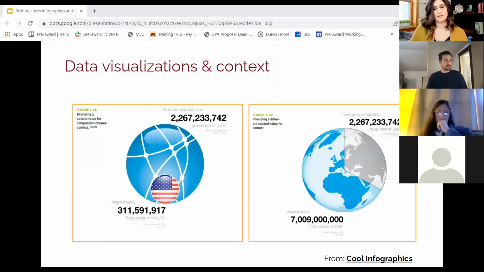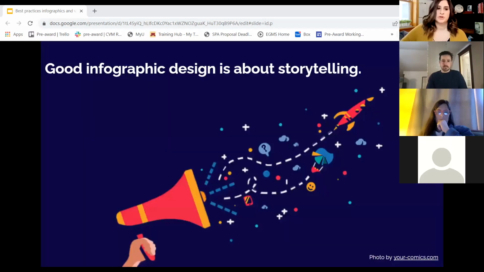I actually like the second image slightly better because it helps me understand that a little over a quarter of the world are internet users, which is significantly less than I would have thought. But I'm also not in that industry. And so this graphic is going to be able to bring me up to speed pretty quick. And I think it's pretty powerful when you have that context to show the scope of what you're actually talking about. So we're going to go through the three components of good infographic design.